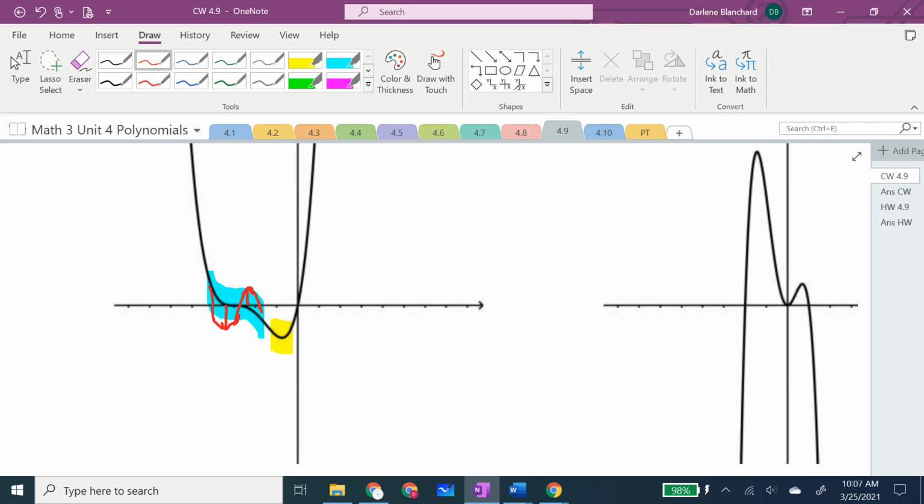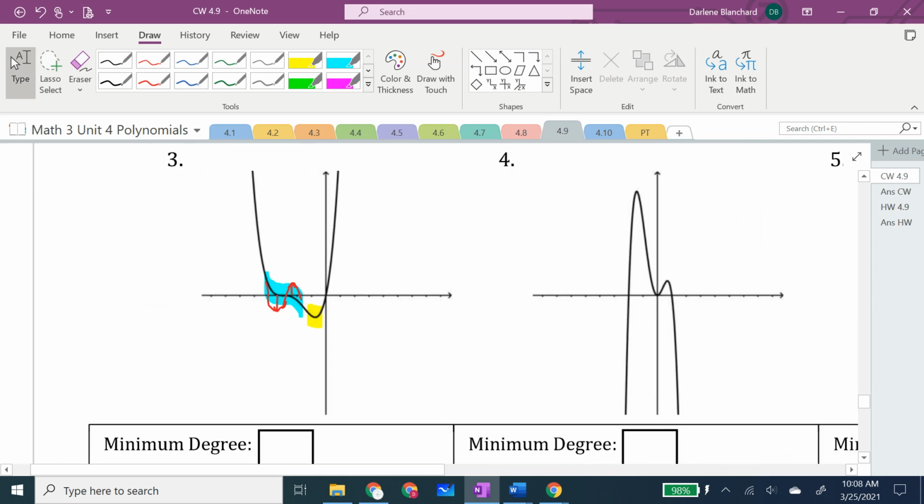So when you see something that wiggles like that, you want to recognize that as worth one minimum and one maximum. If you count the number of minimums and maximums with the understanding that the wiggle thing is counting as 2, I have 3 in this situation. The minimum degree of my polynomial is always 1 higher. So that means this is a minimum of degree 4.